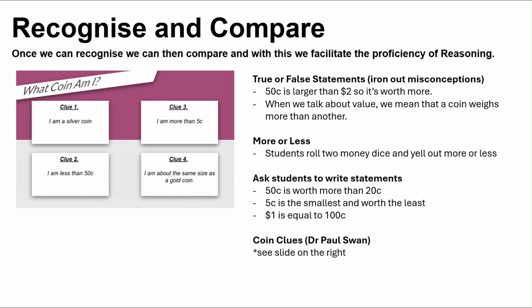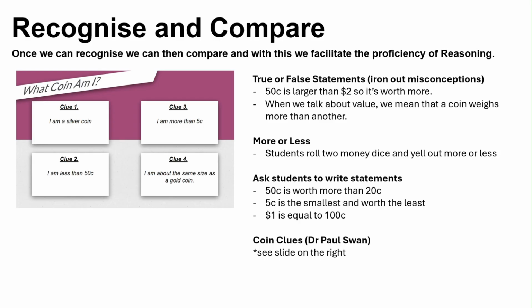All right, so once we recognise, then we can compare objects. And with this, we facilitate the proficiency of reasoning. So something that we can do to compare objects, or coins I should say, is looking at true and false statements. They help iron out misconceptions. So 50 cents is larger than $2, so it's worth more. That's a misconception. When we talk about value, we mean that a coin weighs more than another. That's another misconception. We might do more or less activities.